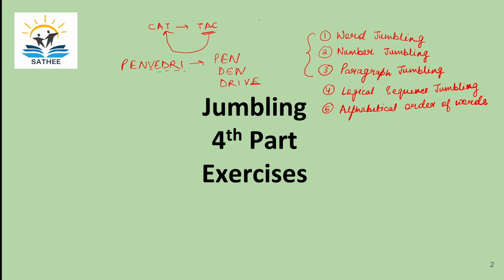In number jumbling, the numbers were jumbled up and we had to arrange them either in ascending order or in descending order, right? So this we discussed. And paragraph jumbling, also known as sentence jumbling or parajumbles, in which we were given 5 or 6 sentences that were jumbled up, and we had to make a coherent or a meaningful paragraph from it. Today we will study these 2 types, that is logical sequence jumbling and alphabetical order of words.